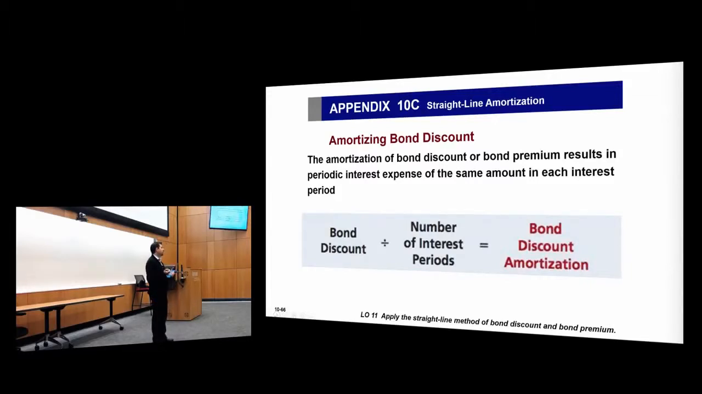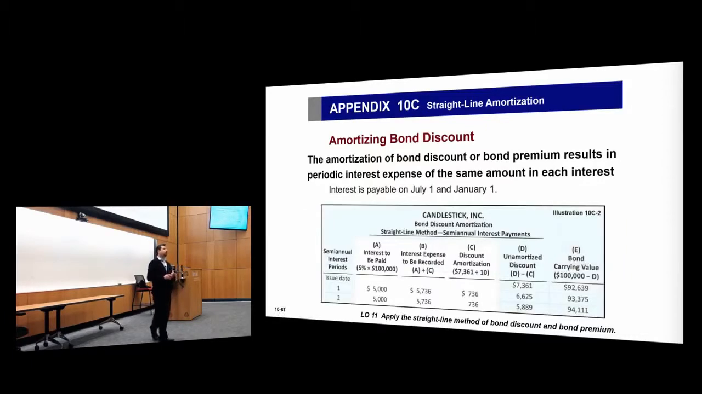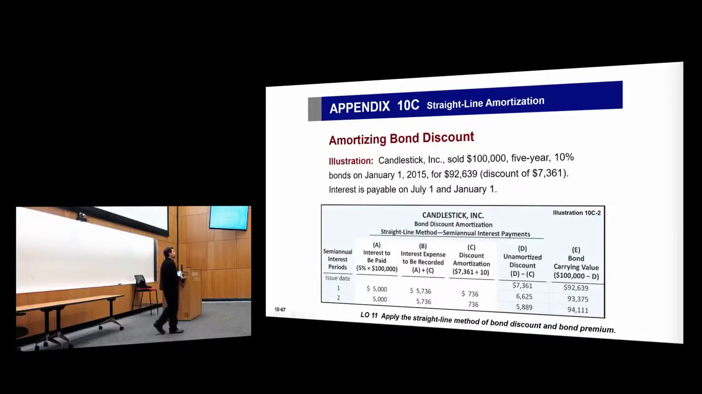So for example, for bonds, how often is interest paid? You guys remember that? How often is interest paid with bonds? Yes? Semi-annually, which means twice a year. So if you have a bond for 10 years, the life of the bond is 10 years, how many interest payments are expected? 20. So you divide the bond discount or bond premium over those 20 payments. This will give you the amount of discount that is amortized.